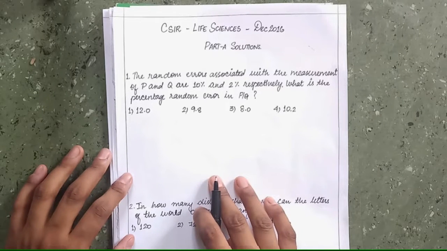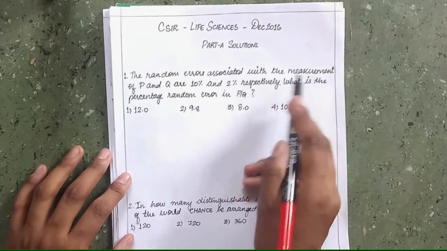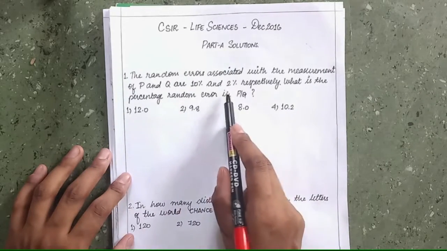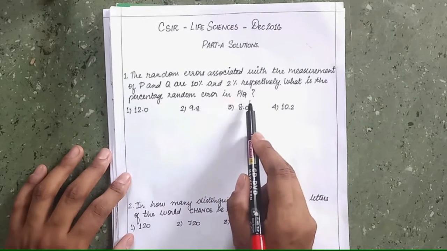Today we will see CSIR LifeSciences December 2016 Part A solutions from questions 1 to 10. Question 1. The random errors associated with the measurement of P and Q are 10% and 2% respectively. What is the percentage random error in P by Q?